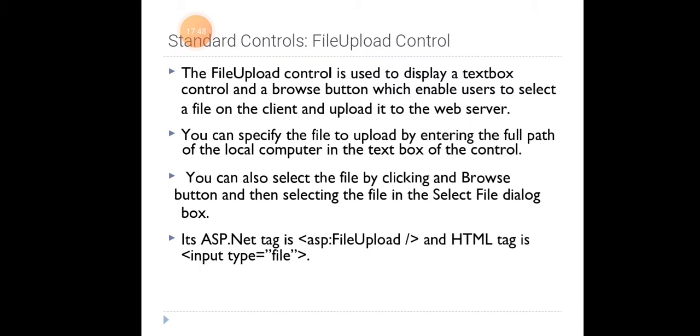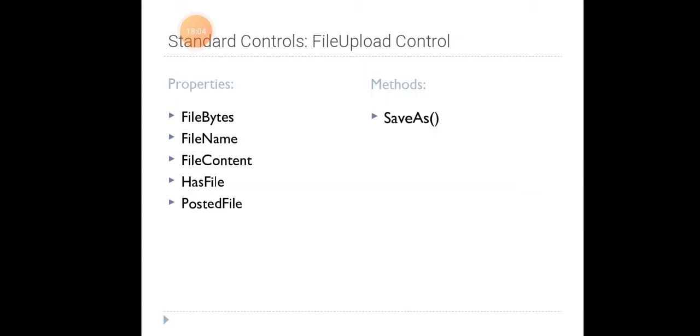You can select the file by clicking the browse button and then selecting the file in the select file dialog box. Here the ASP.NET tag is asp:FileUpload. If we are using the HTML tag, it is input type equal to file. The properties of file upload control are FileBytes, FileName, FileContent, HasFile, PostedFile. The method of file upload control is SaveAs.